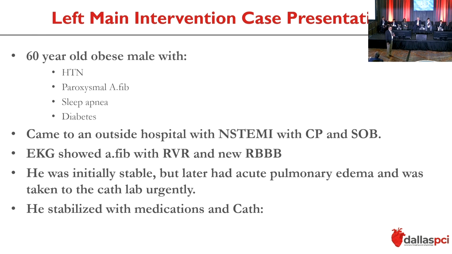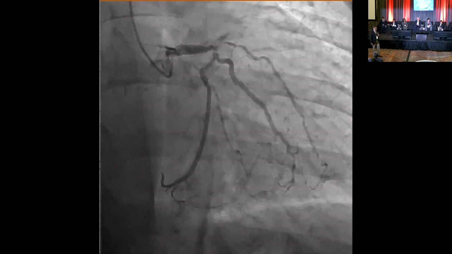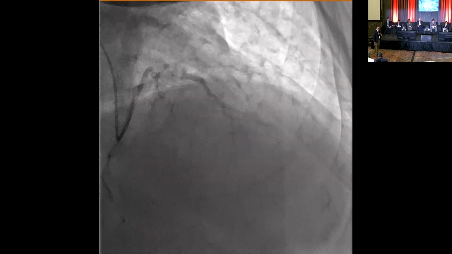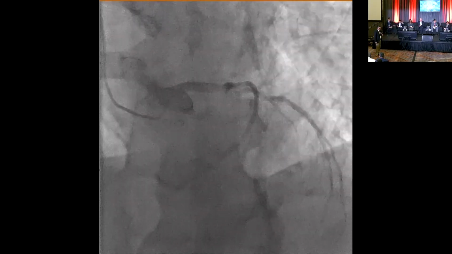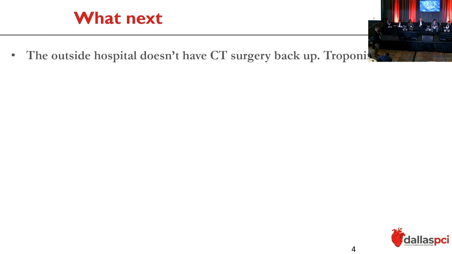He was initially stable, but later, while he was in the hospital and they were trending his enzymes, he had an episode of acute pulmonary edema and was taken to the cath lab urgently. His breathing stabilized with medications, and the cath showed this. So a lesion in the distal left main, and the LAD is occluded or has very slow flow, and the proximal circ ramus has severe disease, and the RCA is occluded. So what next for this patient? Maybe we'll start from Rhian this time and come backwards.